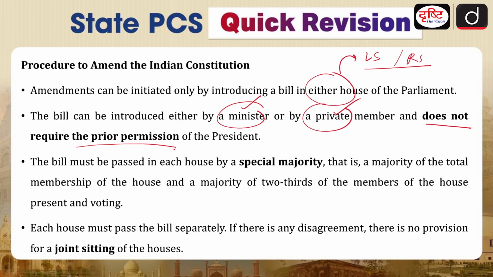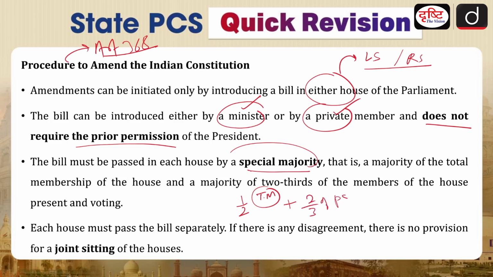Now this constitutional amendment bill has to be passed with a special majority. Here we are talking about the procedure given under Article 368. The changes made under Article 368 require a special majority. And what is this special majority? It is basically the majority of the total membership, that is 1/2 of the total membership, plus 2/3 of the members present and voting. That is your special majority, which is written here: majority of the total membership of the house and the majority of 2/3 of the members of the house present and voting.